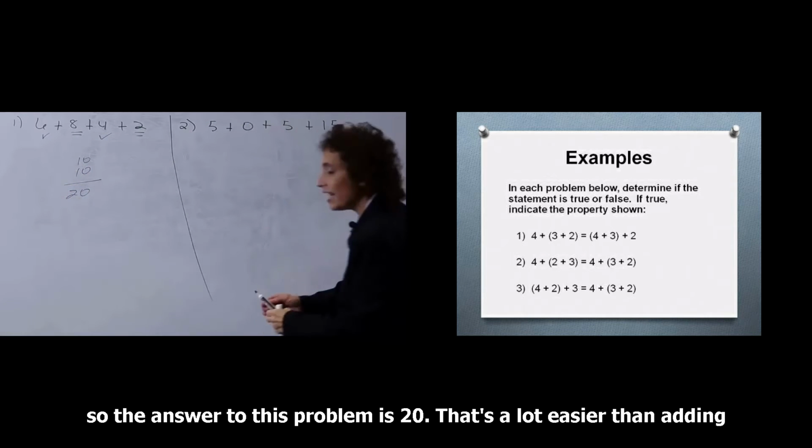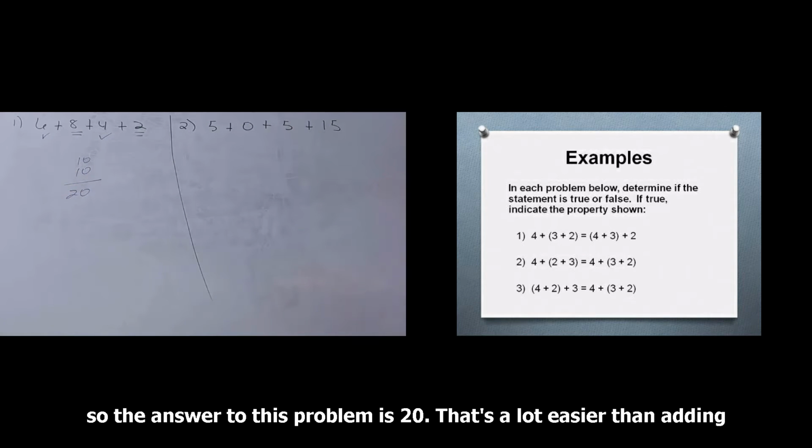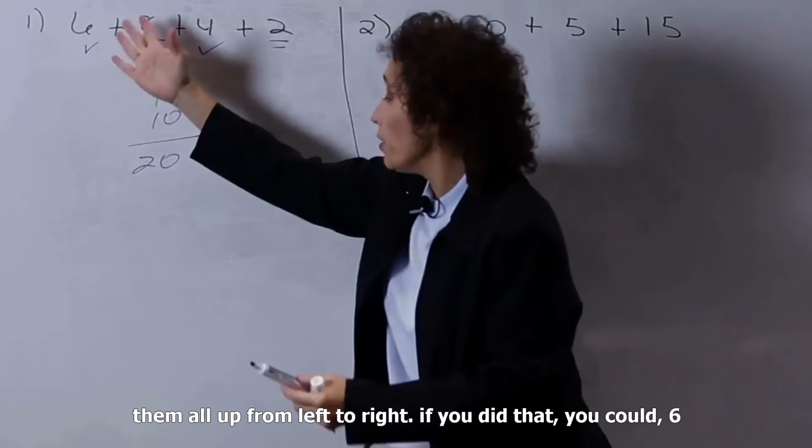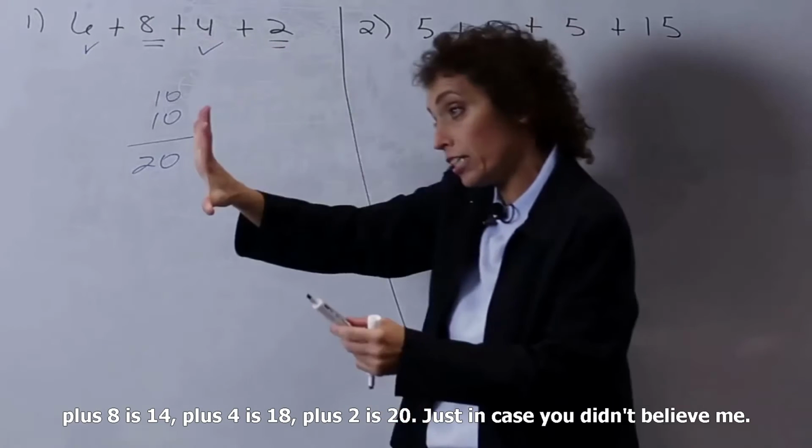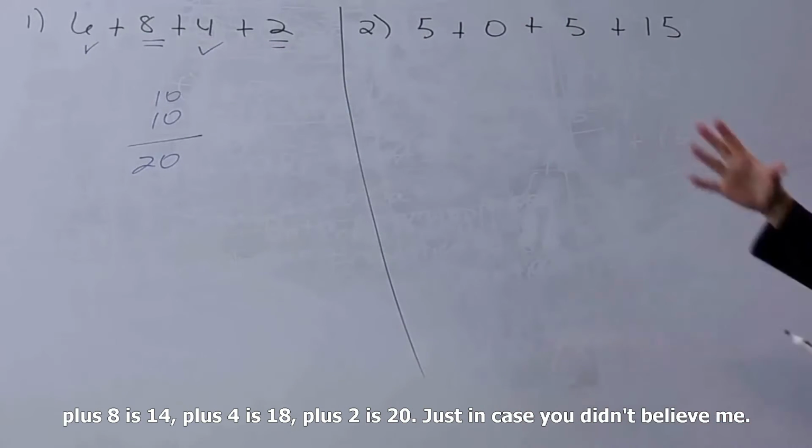So the answer to this problem is 20. That's a lot easier than adding them all up from left to right. Because if you did that, you could: 6 plus 8 is 14, plus 4 is 18, plus 2 is 20, just in case you didn't believe me.